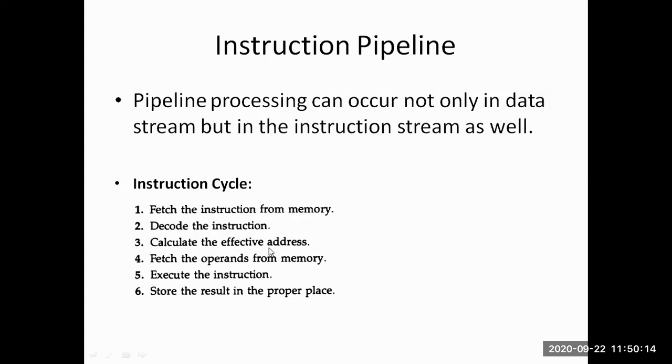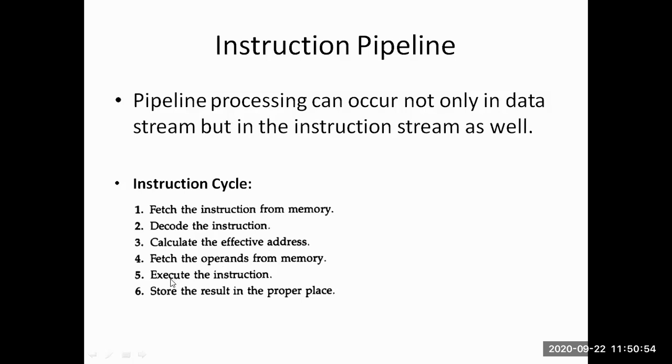Once we have found that, the next step will be to fetch the operands from memory. That is, now it knows what it has to do. Now it needs the data on which the operation has to be performed. Right? Decoding told it that it has to do addition. Now the operands on which it has to do the addition need to be fetched from the memory. Now in the fourth step, it will do the fetching using the effective address. And now it knows what to do. It knows the data on which the operation is to be performed.